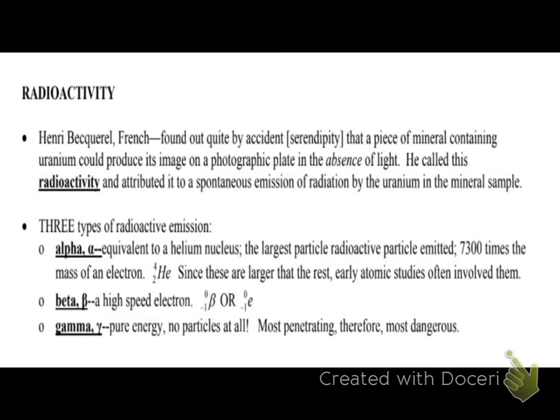Beta is your high-speed electron. It has more energy, and it usually takes something like lead to deflect that. And then gamma, it doesn't have any particles, so that would be a trick question on a quiz, like which one has the least mass. It's gamma because it doesn't have mass, but it's pure energy, and it is the most dangerous. It takes about 6 feet of concrete or so to deflect or absorb it. Gamma rays are a type of electromagnetic radiation. It's the highest energy of the EM spectrum, but it is very detrimental to human tissue.